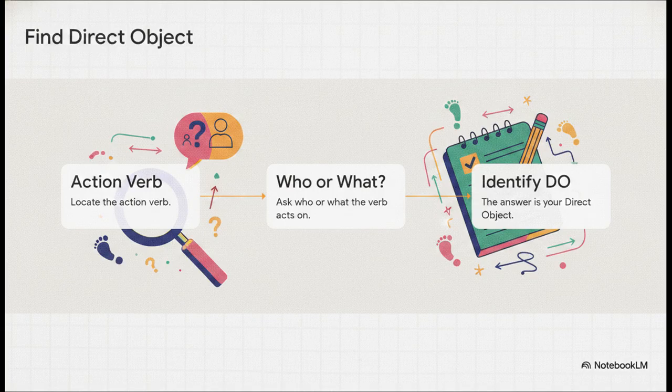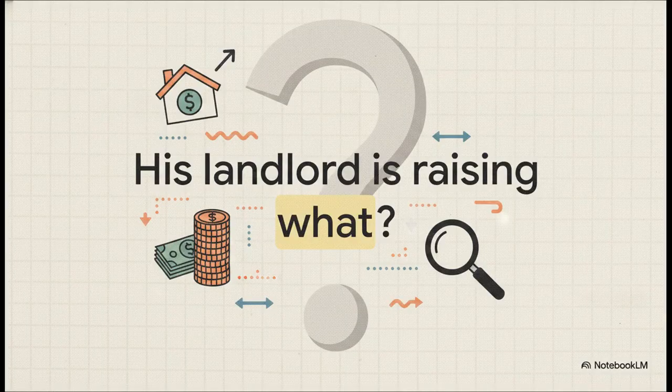Well, every good grammar detective uses this super simple three-step interrogation technique. Step 1, locate that action verb. Step 2, look right at the verb and ask who or what. And step 3, whatever answers that specific question, boom, that's your direct object. Let's actually see this in practice.